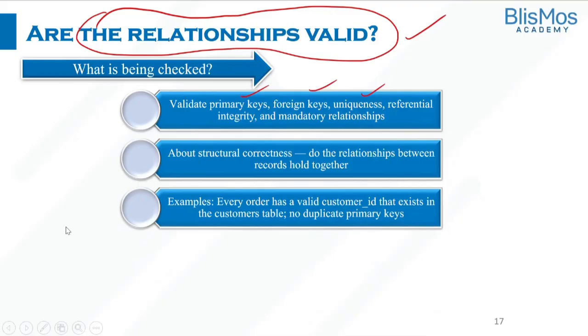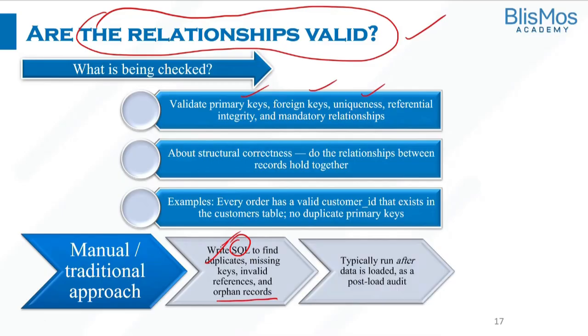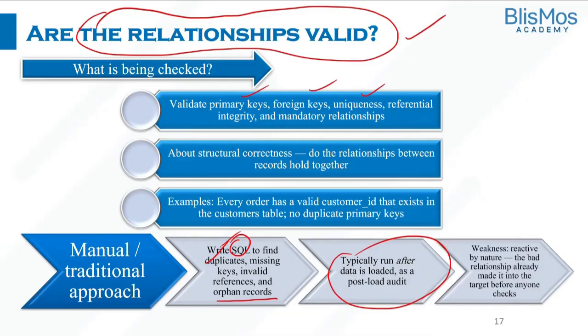How do we validate this manually? By writing the SQL query to find the duplicates, missing keys, invalid references, and also if there are any orphan records. We usually do this after data is loaded as a post-load validation. So how do we approach the automation?